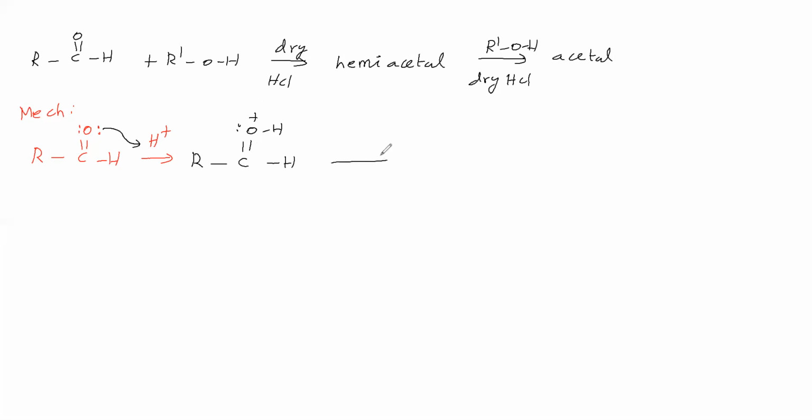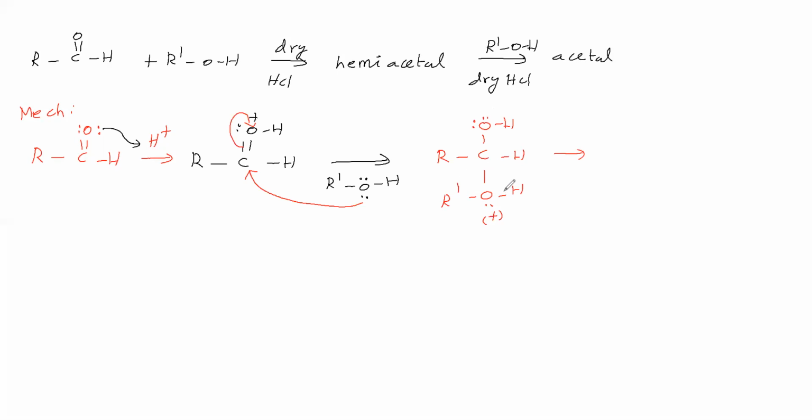Next, alcohol comes for attack. This oxygen attacks this carbon, and this pi bond shifts to this oxygen, so we get an OH here. This oxygen has two lone pairs. Here this alcoholic oxygen is added, therefore this oxygen has a positive charge. Next step we will see.